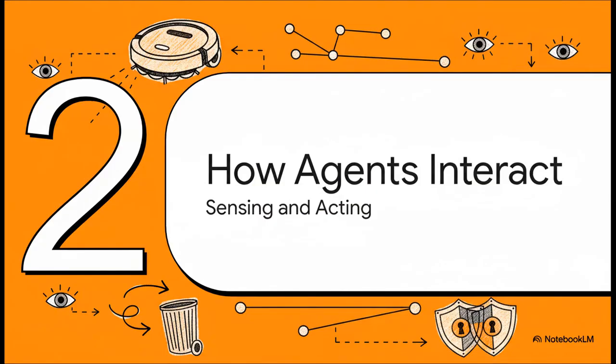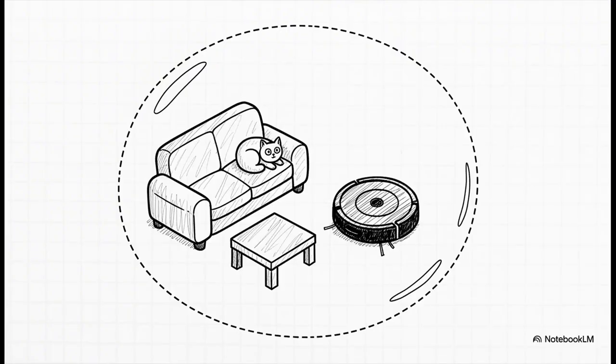So now that we've got a handle on what an agent is, let's dig into how it actually gets things done. How does it interact with the world? It all boils down to this constant loop of seeing and doing. First off, we have to talk about the environment. And really, it's exactly what it sounds like. For our robot vacuum, the environment is your room, the floor, the table legs, maybe even your cat that keeps getting in the way. It's the whole playground where the agent lives and works.